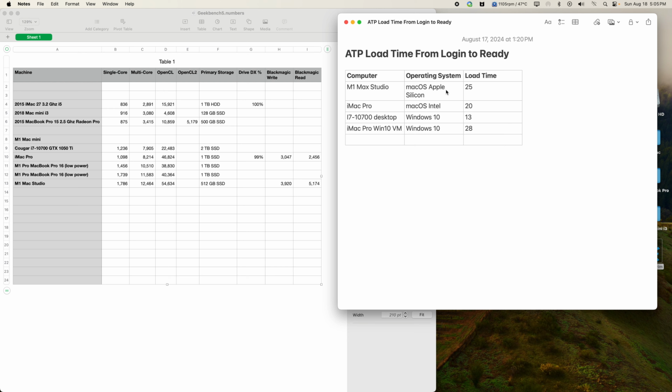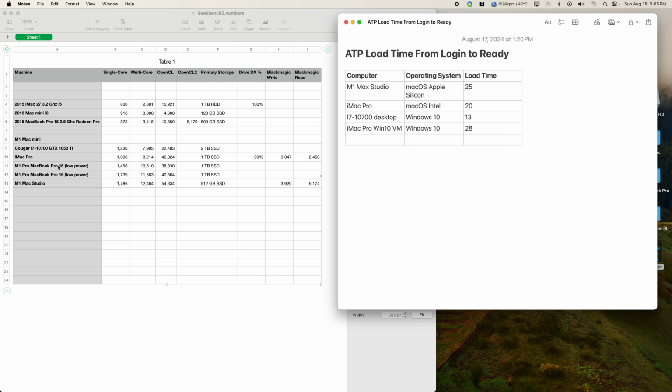But I wanted to just look at the amount of time or the performance delta between those, because using up a lot of memory doesn't necessarily mean something is slower, although in this case it does. So I ran the startup from login to when everything was loaded in Active Trader Pro. For my 10700 Windows desktop, I got 13 seconds. iMac Pro 20 seconds. Mac Studio 25 seconds.